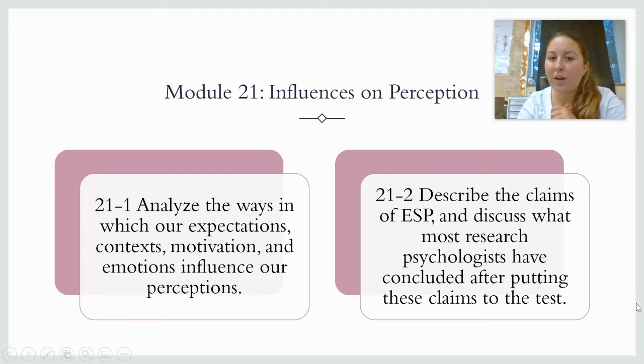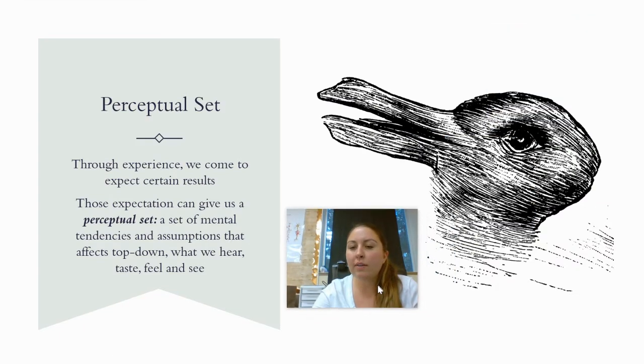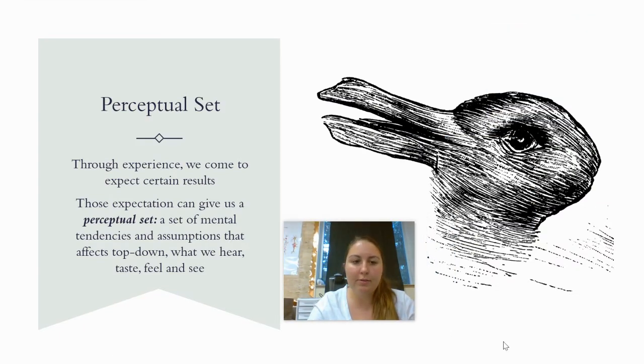This is Module 21, Influences on Perception. So, there are several different things that can influence our perception. But basically, over time, through experience, we come to expect certain results. This is what we're talking about when we talk about top down.